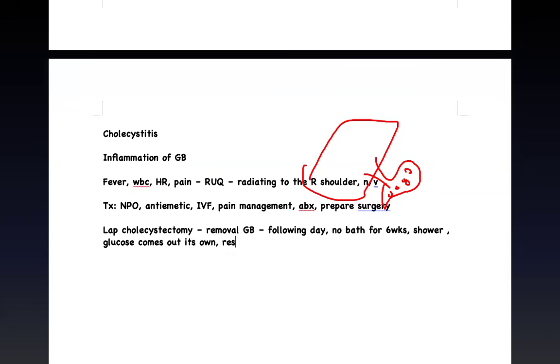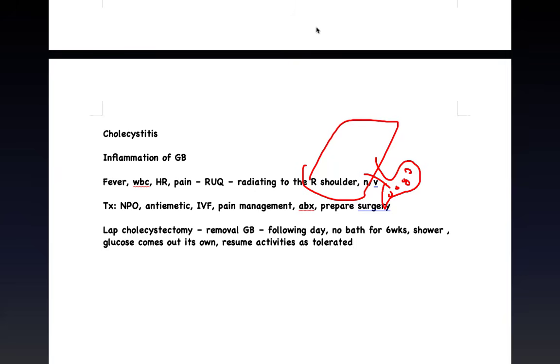They can resume activities as tolerated, right? That's all. And that's what you teach them. Is there any priority things you have to worry about with this? No. Cholecystitis with a white count of 20,000, no. Unless they have peritonitis, you don't need to worry about anything about them.